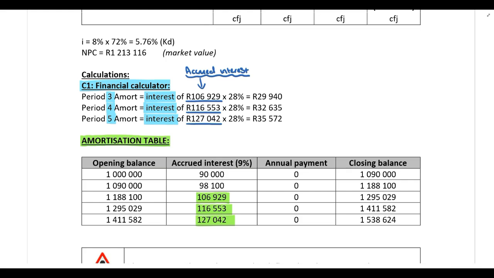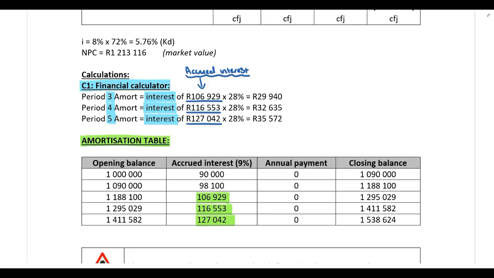You won't have enough time. It's not worth it drawing up all of this. In addition to that, guys, if it's a loan with a very long term, it's going to take you a lot of time to draw this up. Please, you have your financial calculator, use your financial calculator. Don't waste time actually drawing up the amortization table.